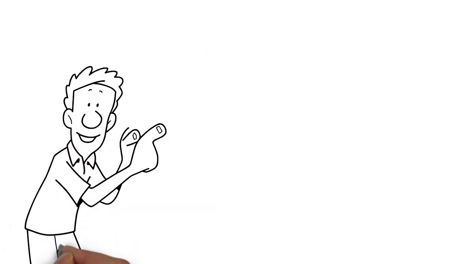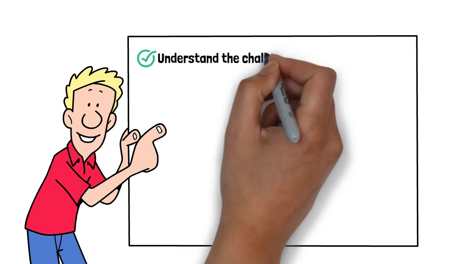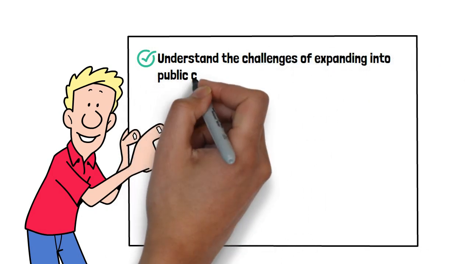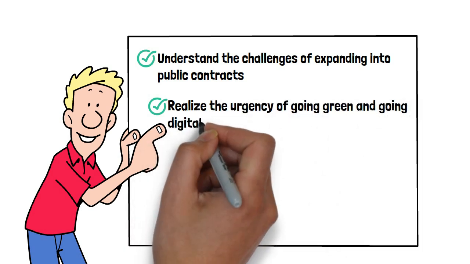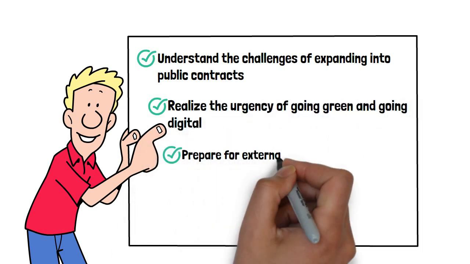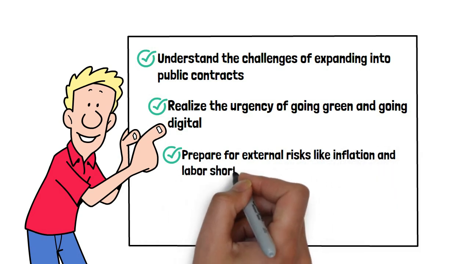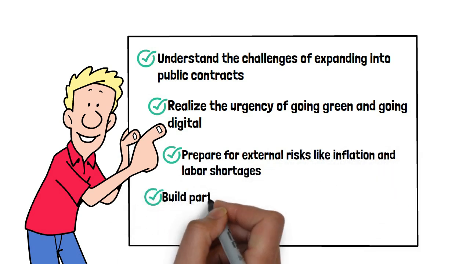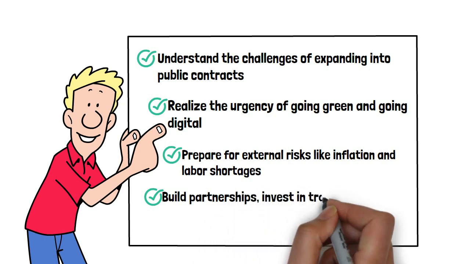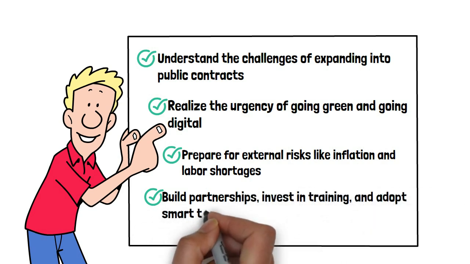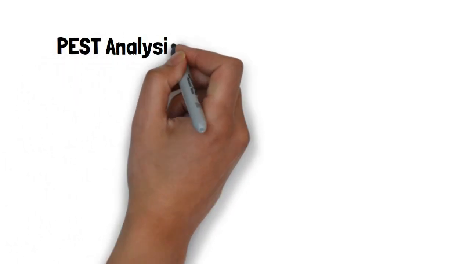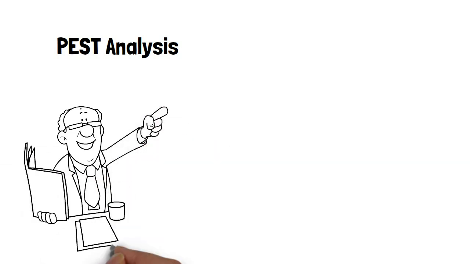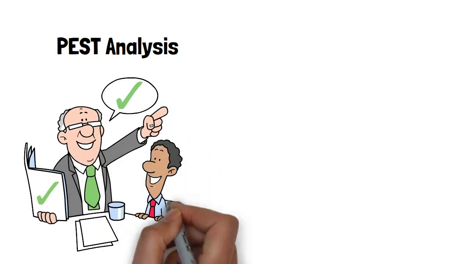For Skyline Structures, this PEST analysis wasn't just a formality, it helped them understand the challenges of expanding into public contracts, realize the urgency of going green and going digital, prepare for external risks like inflation and labor shortages, and identify clear next steps: build partnerships, invest in training, and adopt smart tech gradually. It's a perfect example of how PEST analysis helps businesses make smarter decisions by seeing the bigger picture.